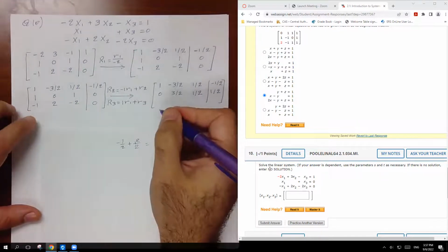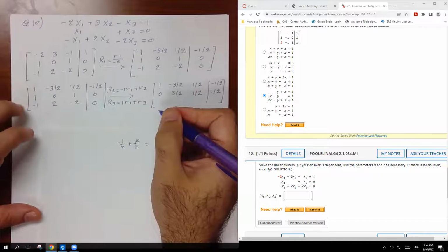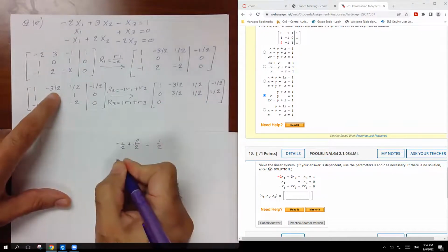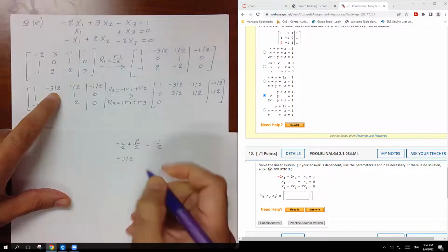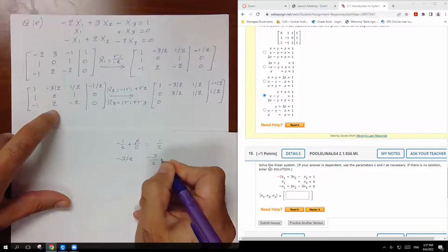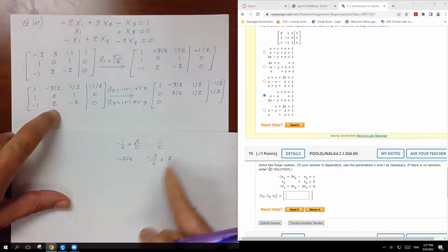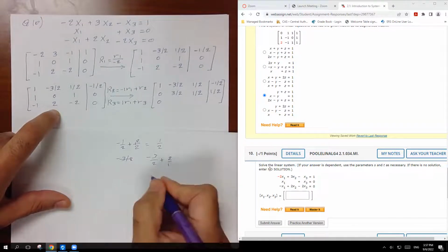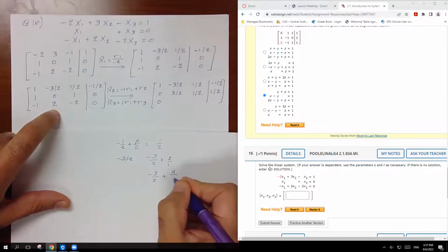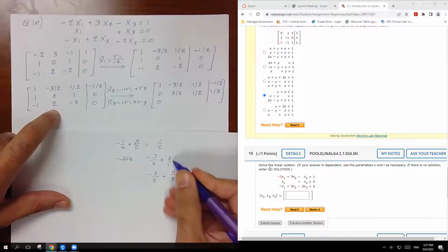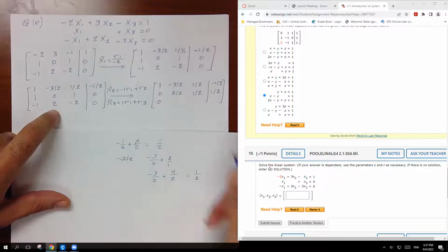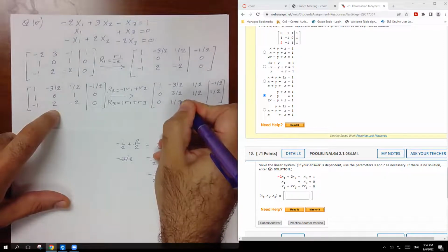From the third one, we're just going to add these 2 rows. So this one is going to be 0. We're going to add -3/2 with 2, so we need to get the same denominator. That means it's going to be -3/2 plus 4/2, because you're going to multiply this one by 2 and multiply this one by 2. So it's going to be 1/2. This means here is going to be 1/2.